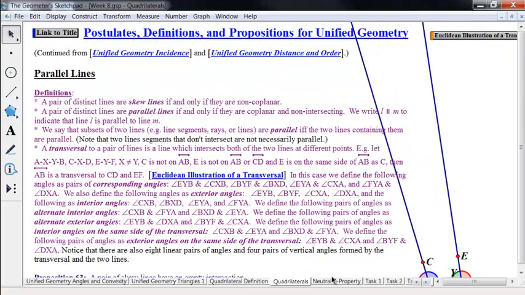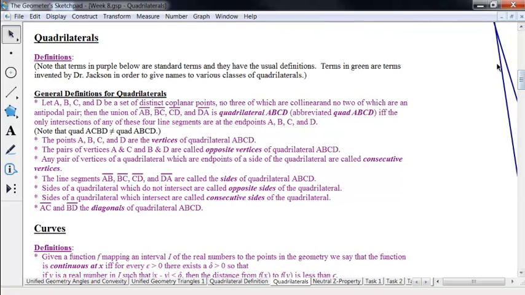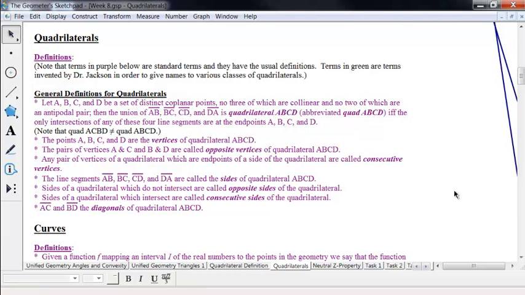Well, we'll get to that down here. So one way to do it is this way right here. Let ABCD be a set of distinct coplanar points, no 3 of which are collinear, and no 2 of which are an antipodal pair. So we've eliminated some of those possibilities. And then we define the union of line segments AB, BC, CD, and DA to be the quadrilateral ABCD, abbreviated quad ABCD, if and only if the only intersections of these 4 line segments are at the endpoints A, B, C, and D. And so that makes it simple.